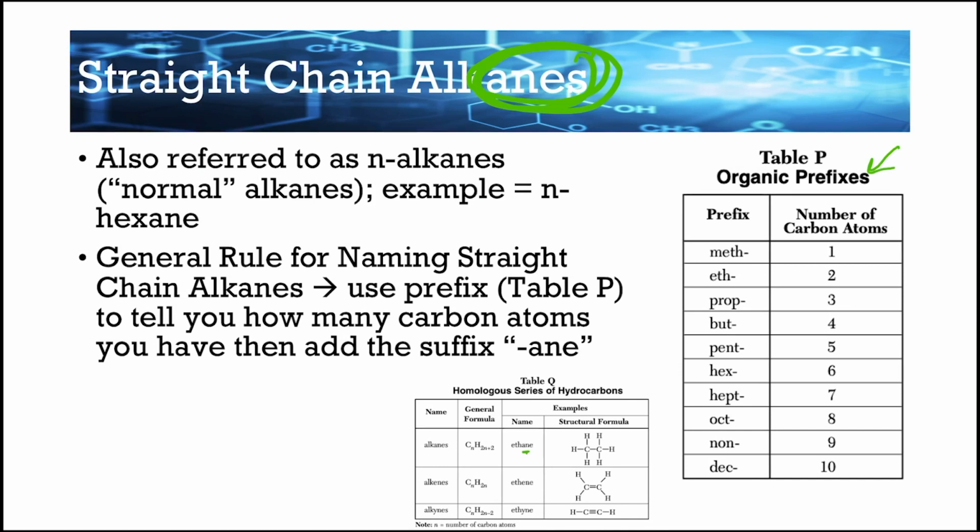So straight chain alkanes, you can see that it's already circled. Anything that ends in an A and E ending has only single bonds. So we're going to need a few things to help us name. Table P, which looks like this, gives you the prefix, so the beginning of the word. This is how the word starts. And depending on the prefix, tells you how many carbons are there. And then, because we're talking about alkanes, we have to use that A and E ending. And that is what table Q is for. So P tells you the prefix, Q tells you the ending.